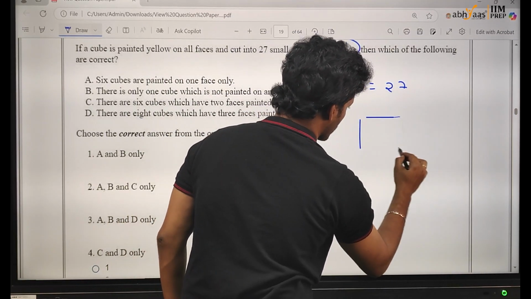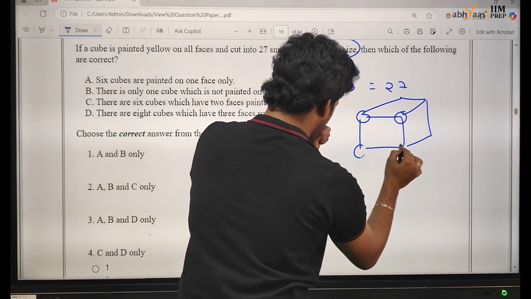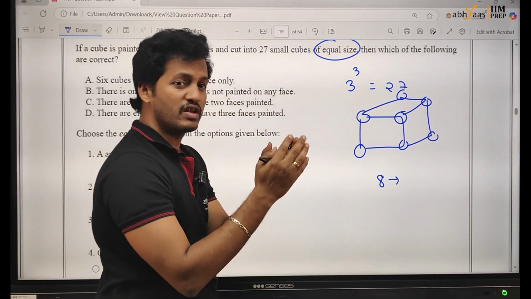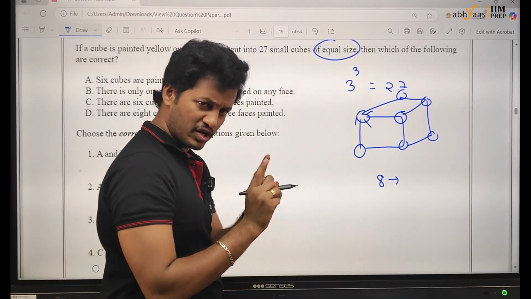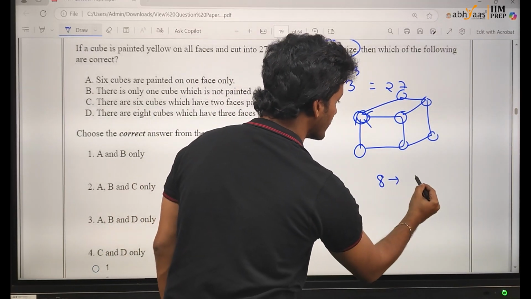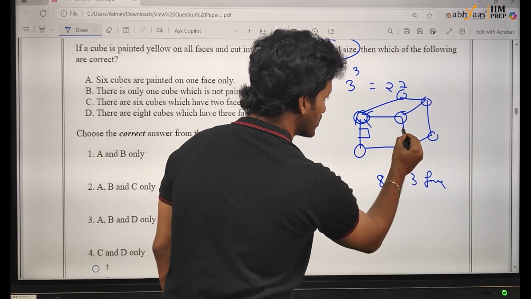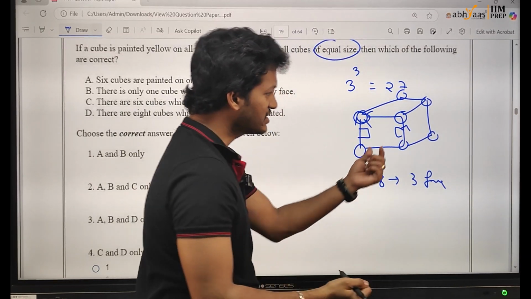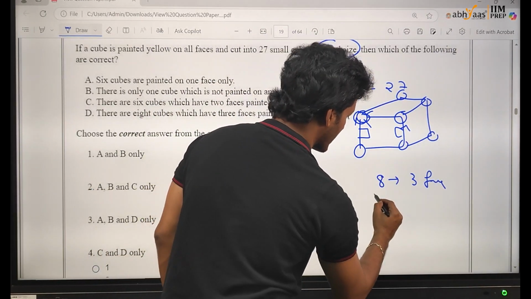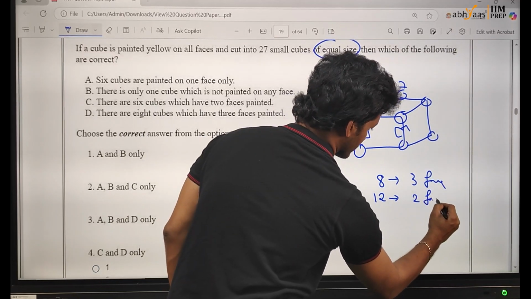So let's see what those are. I have 8 corners. That means these corners will have 3 colors, right? Remember the Rubik's cube? We will have 3 colors on each corner. So 8 corners, or 8 cubes, will have 3 faces painted. And the edges. Do you remember how many? The cubes at the edges will have 2 faces painted. So how many edges are there like that? It will be 12 edges. So it will be 2 faces painted.